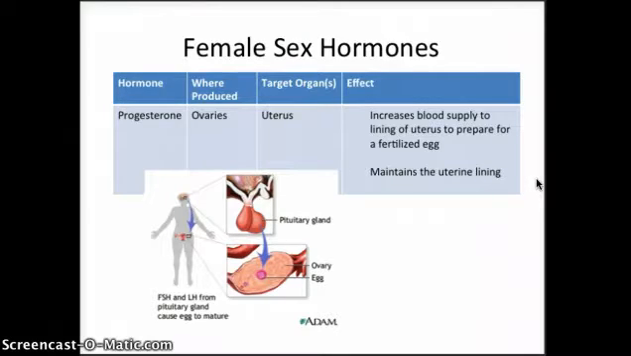The next female sex hormone we're going to talk about is progesterone. It's produced in the ovaries, and the target organs include the uterus. The effect of progesterone on the uterus is that it increases the blood supply to the lining of the uterus, which prepares for a fertilized egg. It also, throughout pregnancy, is going to maintain that uterine lining to be thick and rich with blood and nutrients for the developing embryo.